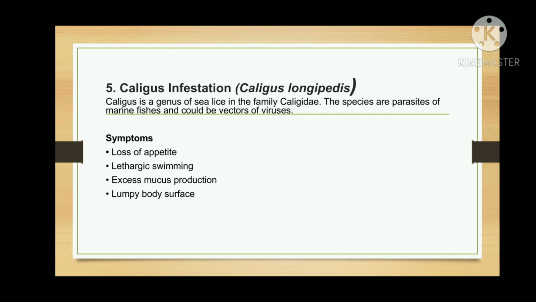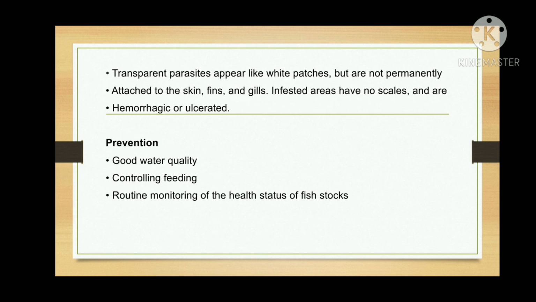These species are parasites of marine fishes and could be vectors of viruses. Symptoms: loss of appetite, lethargic swimming, excess mucus production, lumpy body surface. Transparent parasites appear like white patches but are not permanently attached to the skin, fins, and gills. Infested areas have no scales, hemorrhagic or ulcerated. Prevention: good water quality, controlling feeding, routine monitoring of the health status of fish stocks.